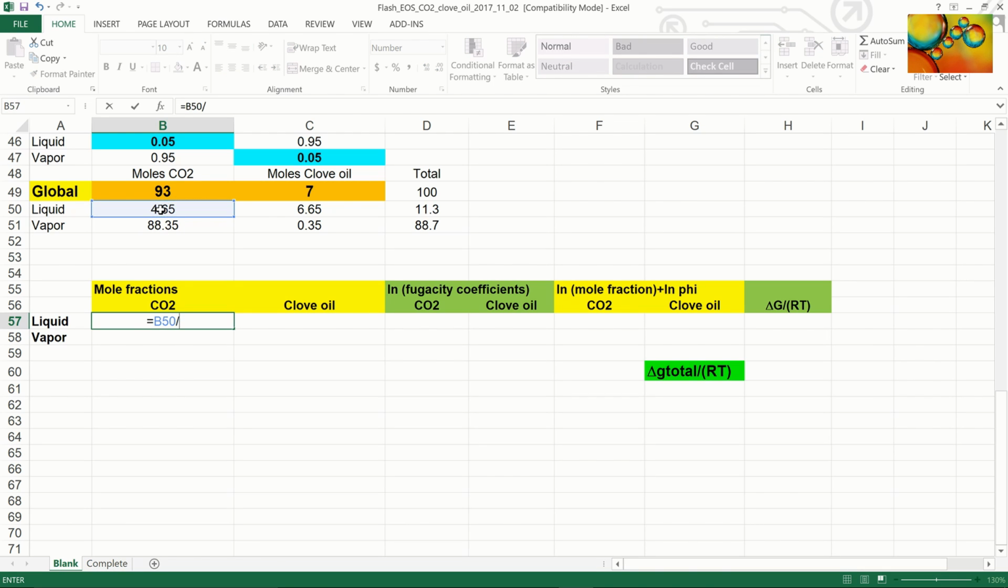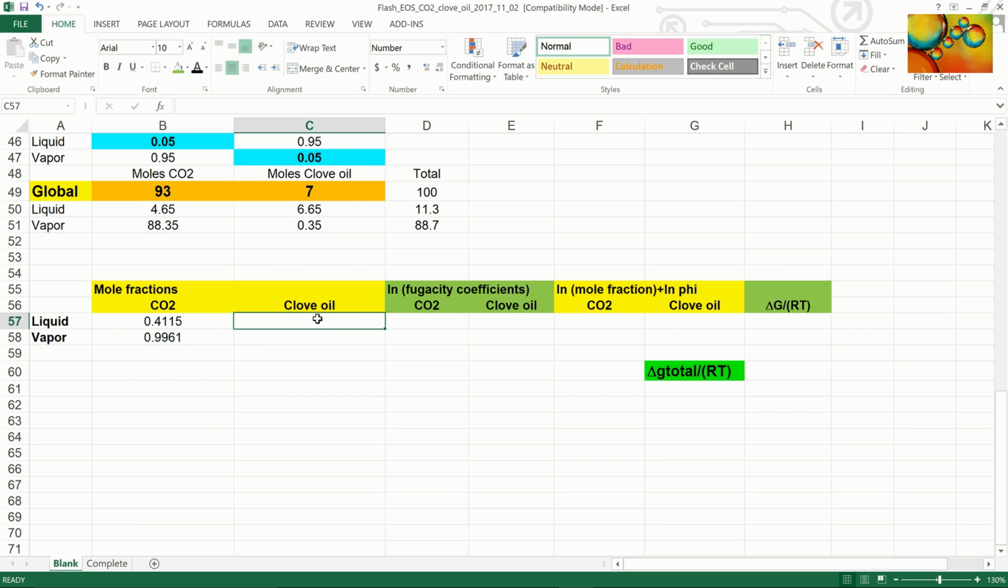So this is what we are doing now, dividing the amount by the total amount. So we are going to do this for carbon dioxide. We are going to in the liquid phase. Now we are doing for the vapor phase. And we are going to get the mole fractions of clove oil in the liquid phase and in the vapor phase.